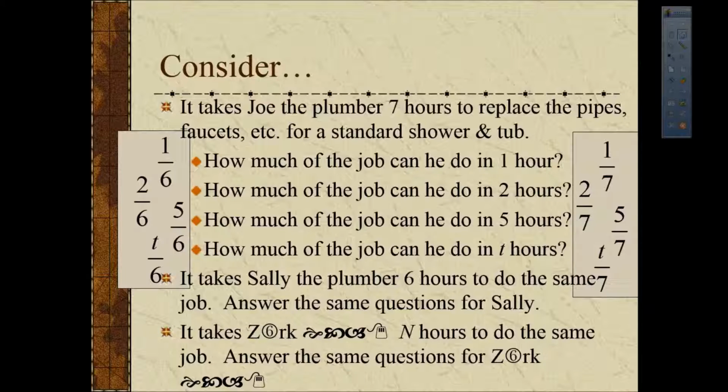Now, I ran into this alien the other day. His name was Zork, and he said that he could do the job in N hours. Well, he didn't actually say N hours. He gave me some kind of incomprehensible unit of time that they use on his planet. I couldn't tell what he meant. So I just said, well, it's N hours, and I'm going to try to answer those same questions because I couldn't get exactly a number of hours, but it's some amount of time here. But could I answer the same questions for Zork?